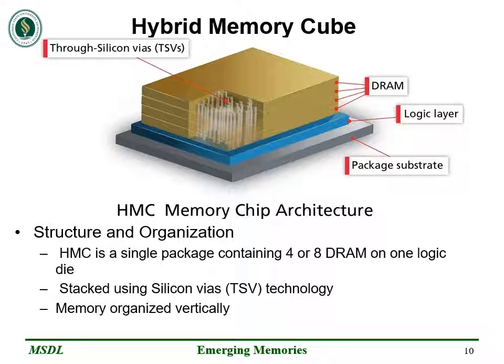Moving on to hybrid memory cube. Hybrid memory cube is a single package containing 4 or 8 DRAM on one logic die. They are stacked using through-silicon via TSV technology. Hence, memory is organized.